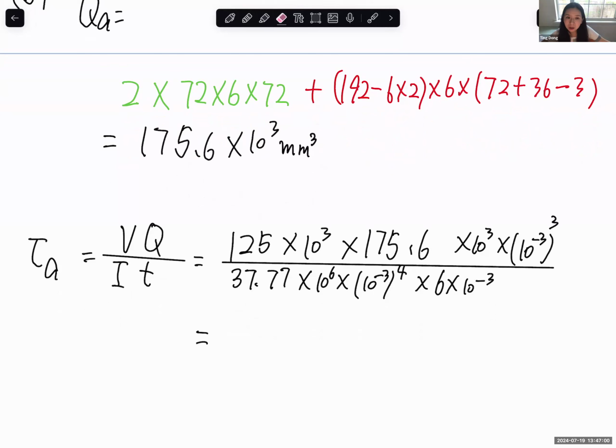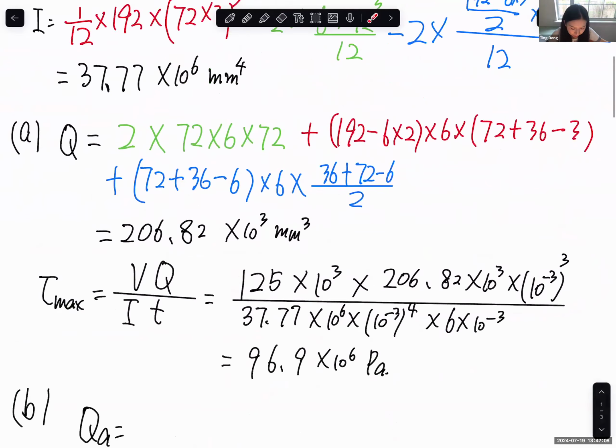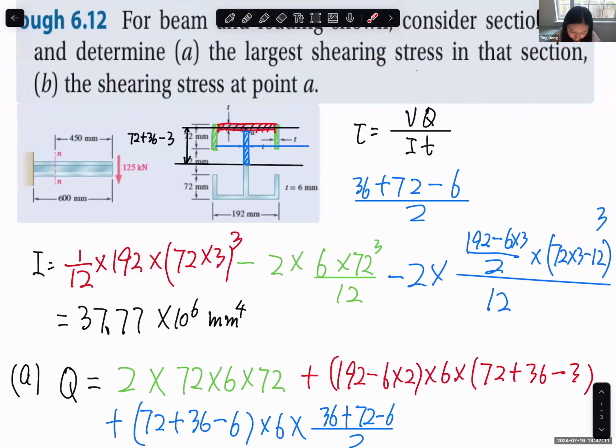I'll use my calculator. Because in this problem, at the neutral surface and at point A, the same thickness. That's why we use six. No matter if you take it here or here, the T equals six, right? So it's not always the thickness of the material, but you consider this point and this point is the same.